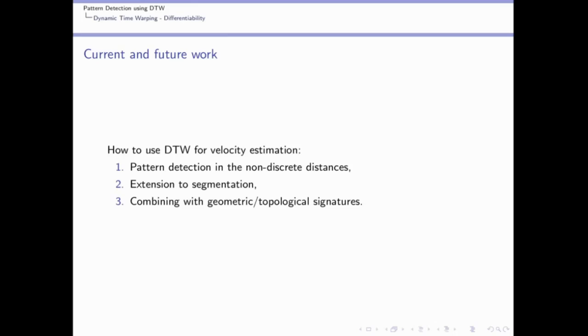And finally, as we've seen in shape DTW, dynamic time warping doesn't have to be done only on the amplitude or element-wise. It can be done, for example, on sliding windows. And I believe that the idea presented there could be used alongside geometric or topological signatures.